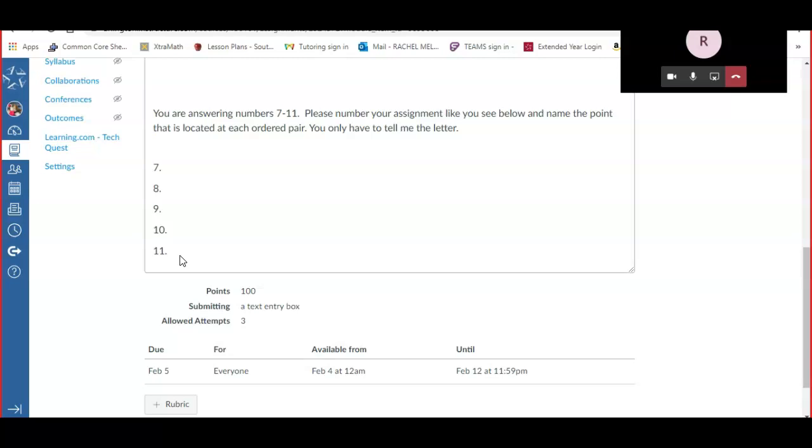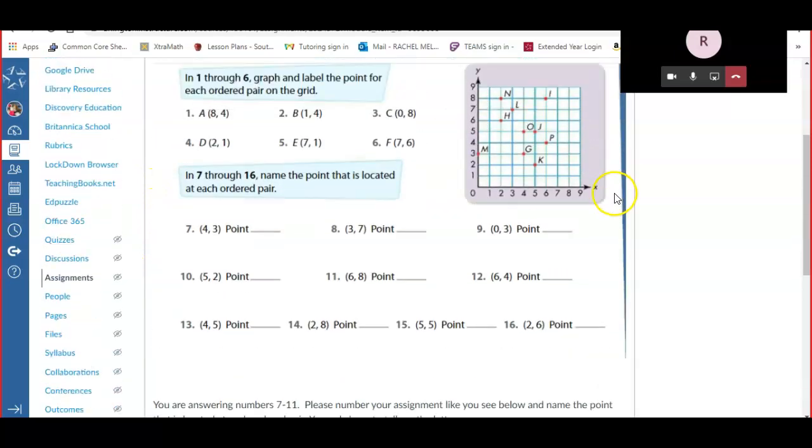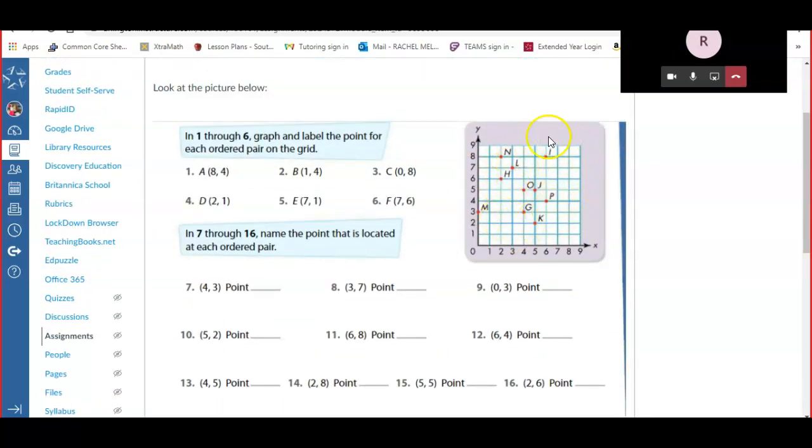So when you are turning this in today, you're numbering 7 through 11, and each of those should have a letter from the graph. Does that make sense? Any questions on that?